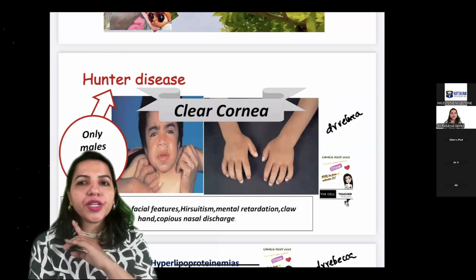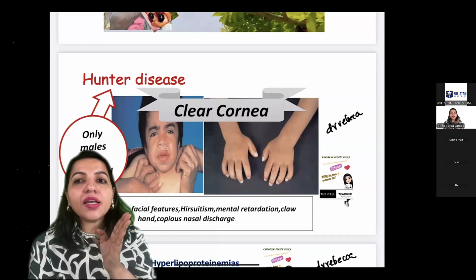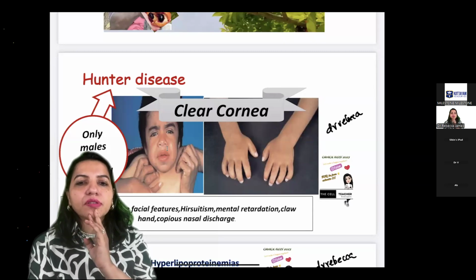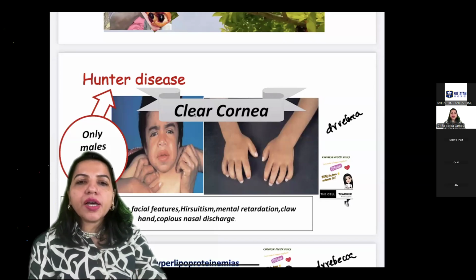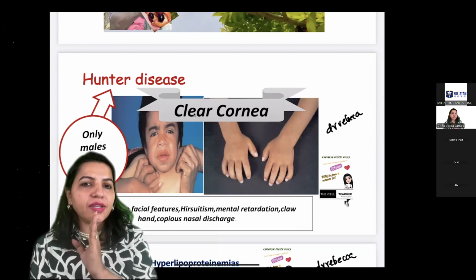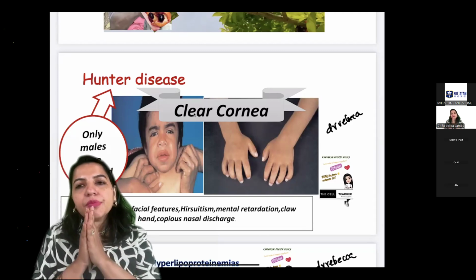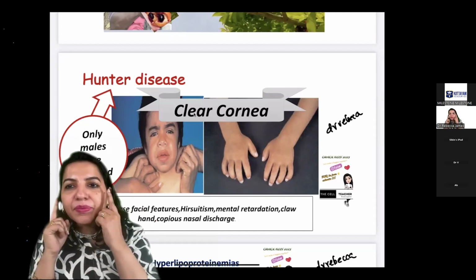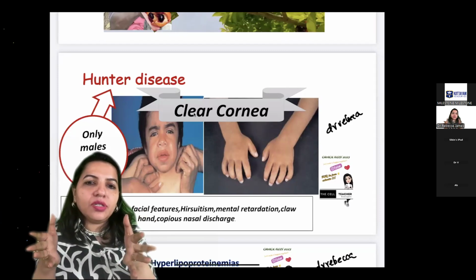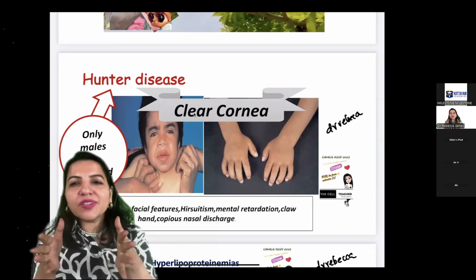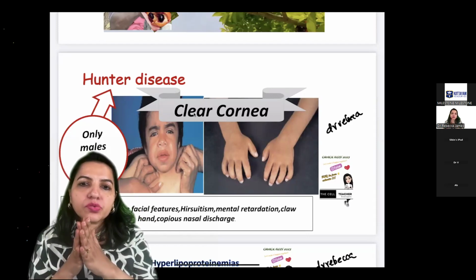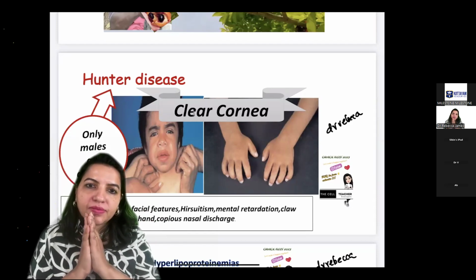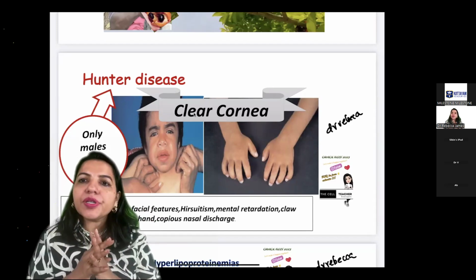Now, can anybody type what I'm saying? The enzyme defect is L-iduronate sulfatase. Correct, very good. And remember, Hunters are males and Hunters should have a clear vision. This is how you can remember MPS 2. What is the enzyme defect? L-iduronate sulfatase. Hunter: male, clear vision. So these are the MPS you have. You don't have to learn everything.